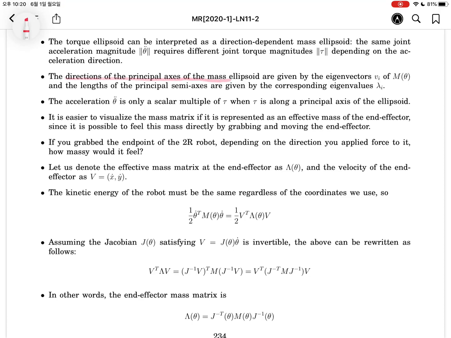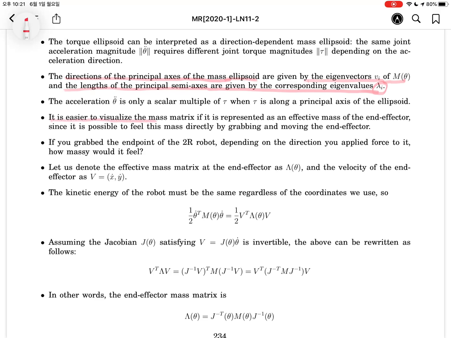The direction of the principal axes of the mass ellipsoid are given by the eigenvectors Vi of the inertial matrix, and the lengths of the principal semi-axes are given by the corresponding eigenvalues. So the eigenvectors and eigenvalues of the inertial matrix, or mass matrix, will produce the major axis and minor axis of the torque ellipsoid.